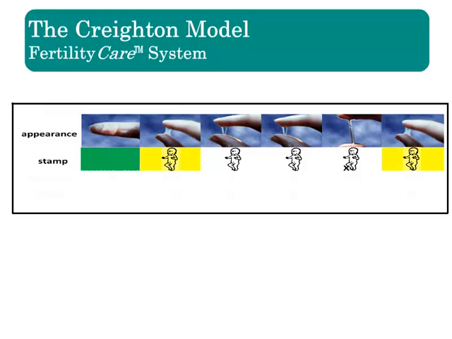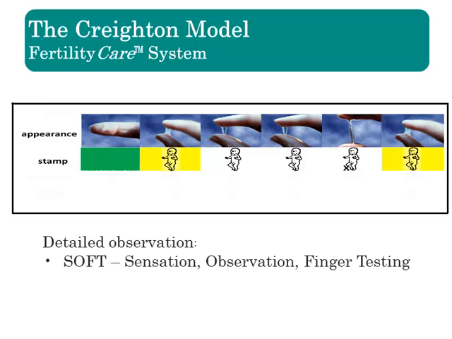The Creighton model, however, uses a more specific and detailed approach to these observations, following the acronym SOFT. A woman notes the sensation at the vulva, observes mucus on the tissue, and finger tests for mucus quality. There is also a very specific methodology and vocabulary for recording these observations that is different from the Billings method.